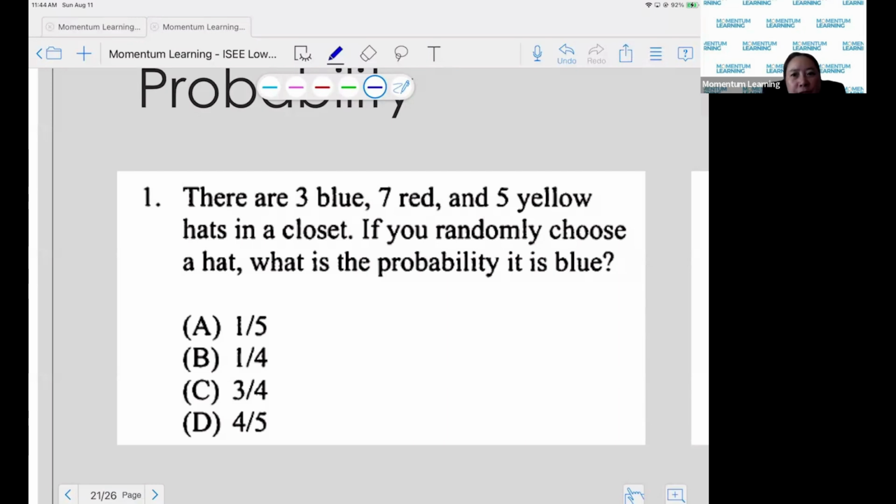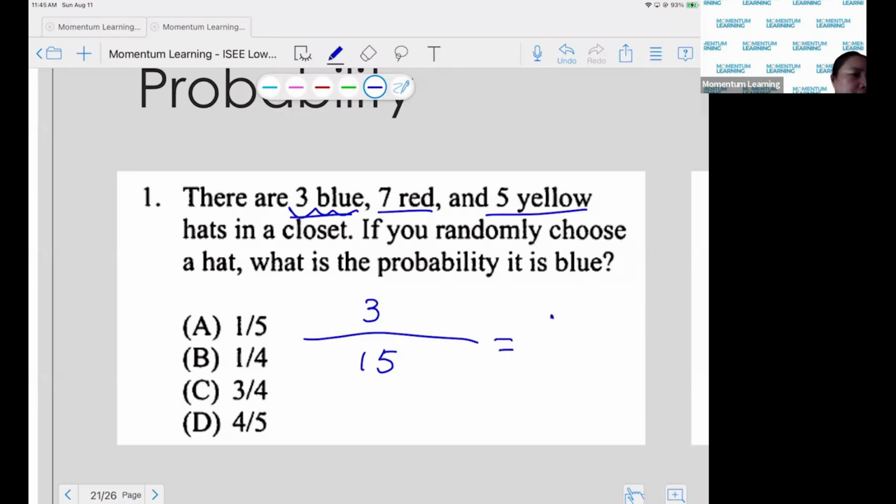The question asks, what is the probability for the blue? How many blue? We have 3 blues. And totally, how many hats are in the closet? You have 3 blue, 7 red, and 5 yellow. That's 15 hats in the closet. You randomly choose one hat, and we have 3 blues. So 3 over 15, which is 1 over 5. The answer should be A.